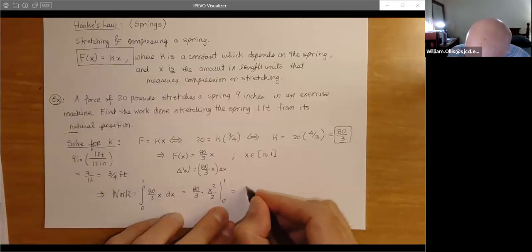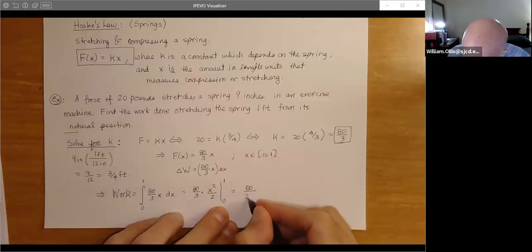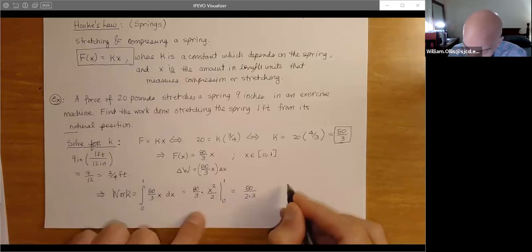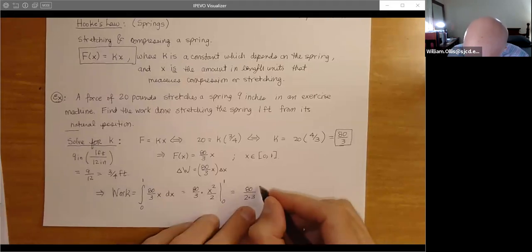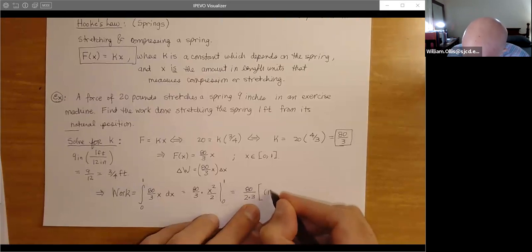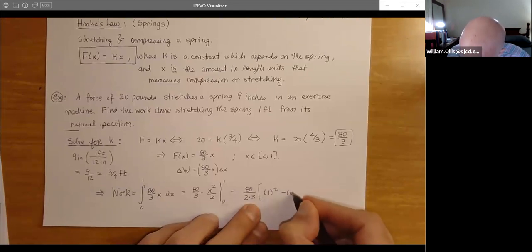So now we have, if you like, we have 80, and we have 2 times 3. We'll just go ahead and bring the 2 and the 3 out. And of course, we'll have 1 squared minus 0 squared.